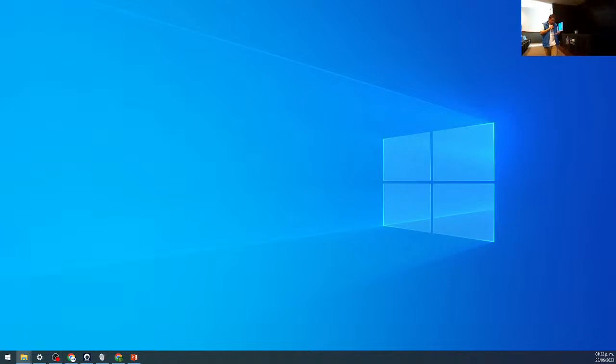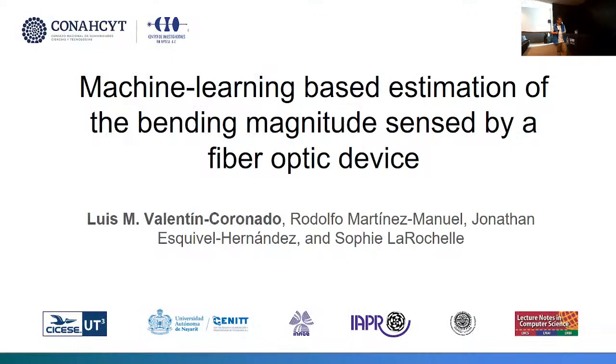It's the fourth talk of this session, presented by Ms. Valentin Coronado. The name of the talk is Machine Learning Based Estimation of the Bending Magnitude Sensed by a Fiber Optic Device.